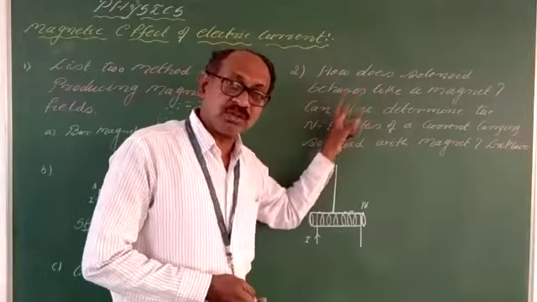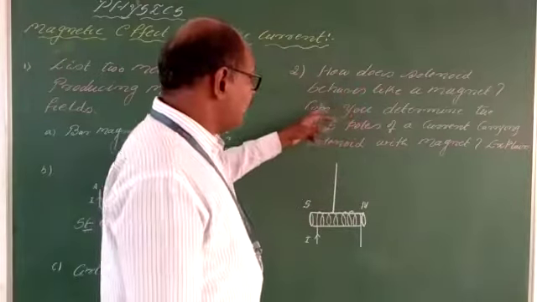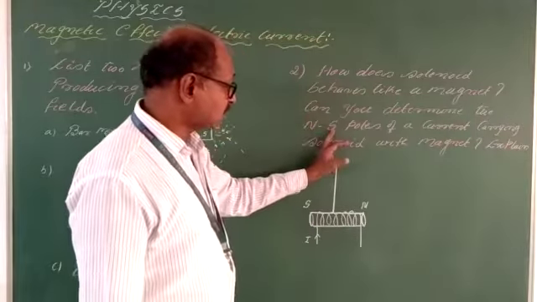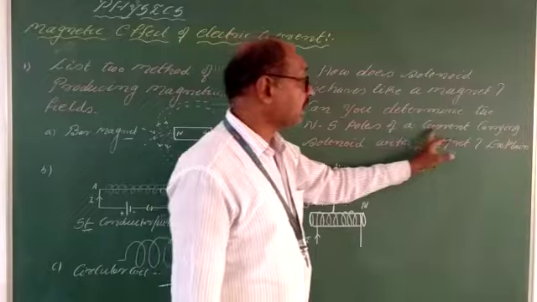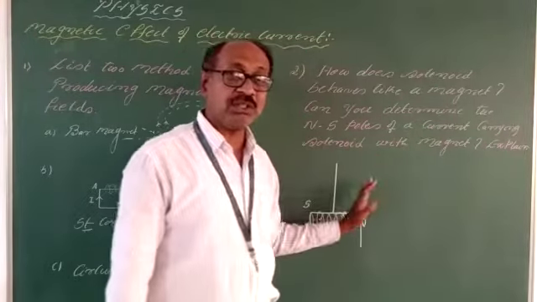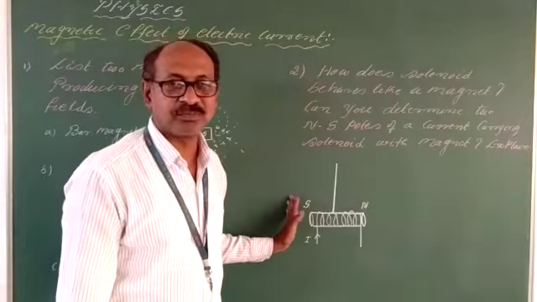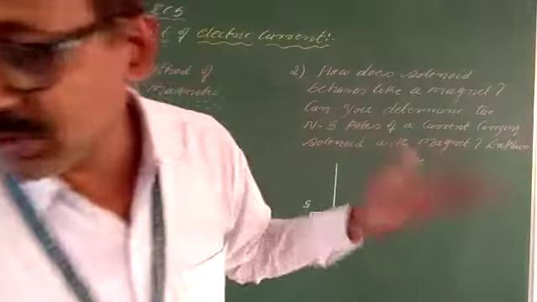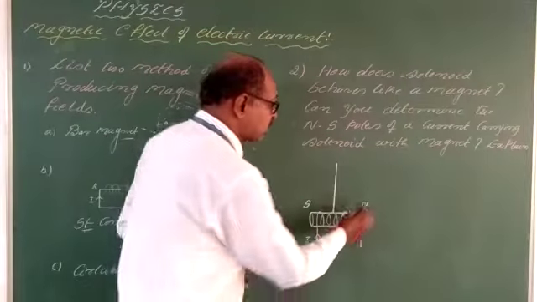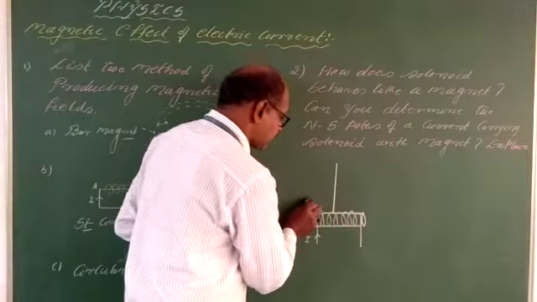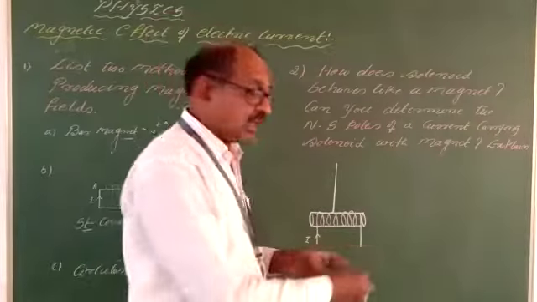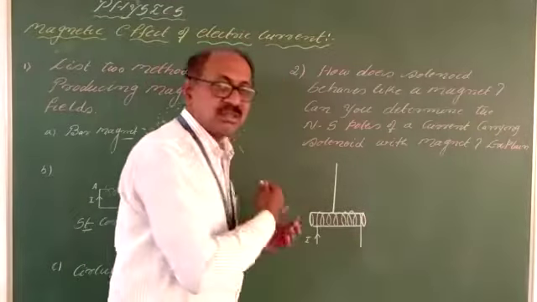Then what is the second part of the question? Can you determine the north and south poles of a current carrying solenoid? I want to know which is the north and which is the south. I don't know which end is the north and which is the south. I want to identify them.